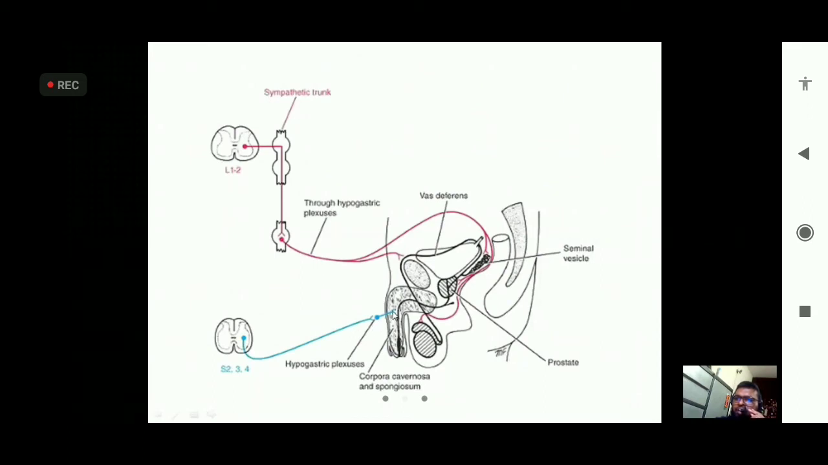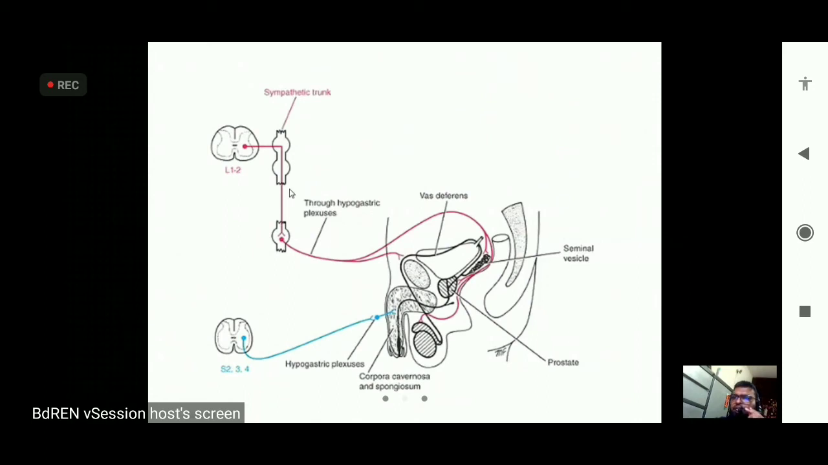It supplies, and this is causing vasodilatation, and there is a huge amount of blood in these spaces which makes them filled up, and also it blocks the exit of the blood from these plexuses, and thereby it is tumescent and it erects.